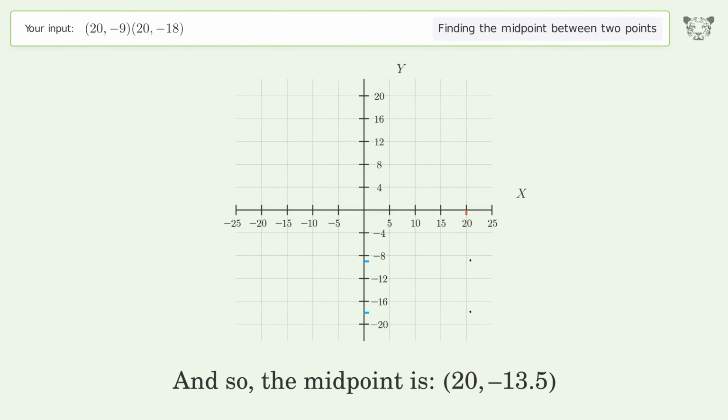And so, the midpoint is 20, negative 13.5.